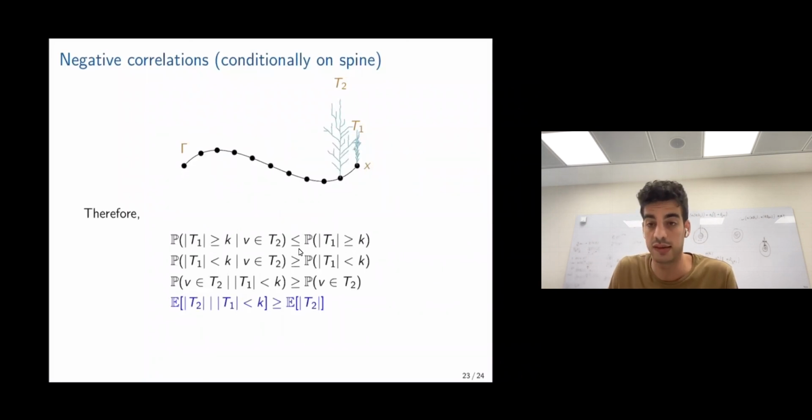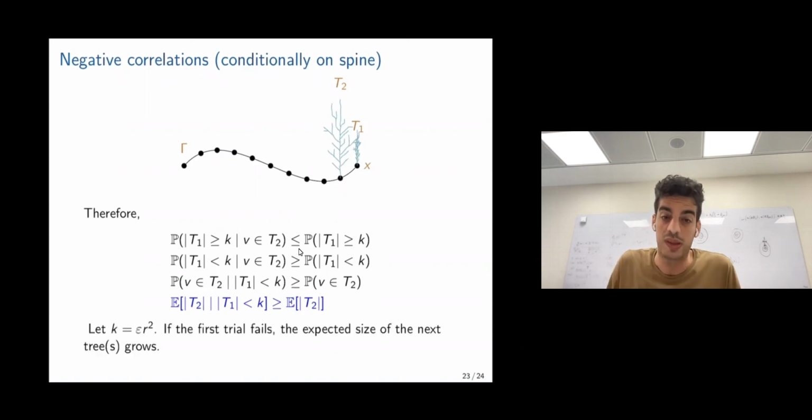We then take a sum over all V's and get that indeed the expected size of T2 gets bigger once we condition on T1 to be small. So we have this on average. So we take K to be epsilon R squared. If the first trial of the first batch of trees indeed fails, we know that the expected size of the next batch of trees can only grow.